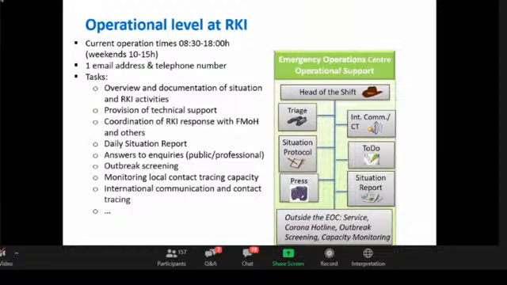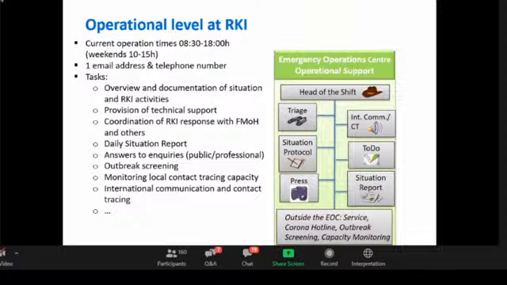And the task of the Emergency Operations Center at the Robert Koch Institute is the overview and the documentation of the situations, including the activities at the Robert Koch Institute. This is done by the position situation protocol. Then we provide technical support. We coordinate the response with the Federal Ministry of Health, so we are in contact with them and with others. We create the daily situation report. We also answer inquiries by the public and the professionals.